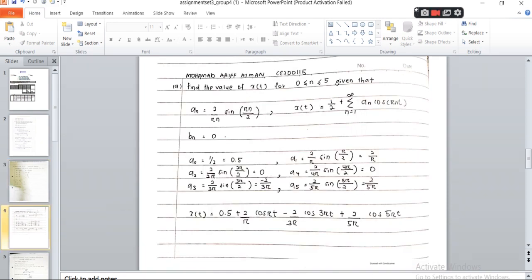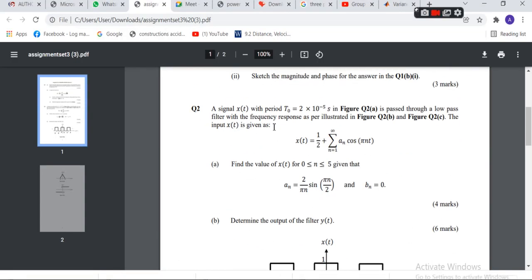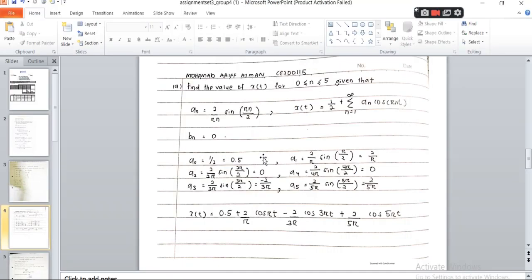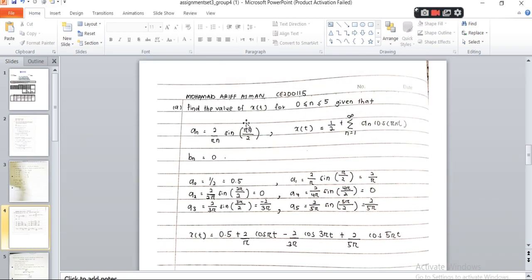For the second question, which is about the low pass filter frequency response, the first requirement is to find the value of x(t) from 0 to 5, given these values. So we will answer it like this. This is for finding the value of x(t) from 0 to 5.